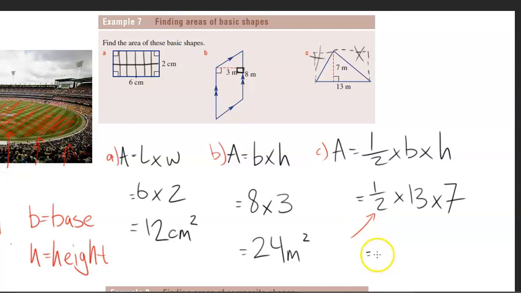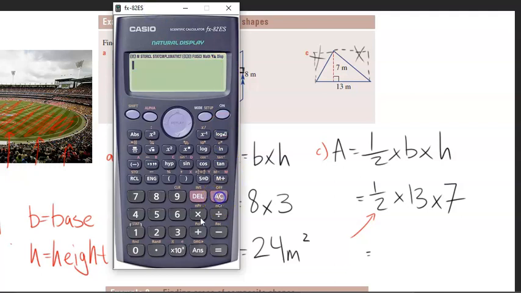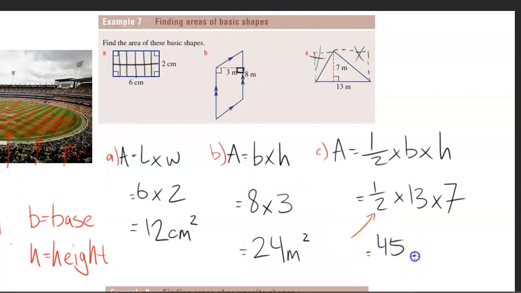So half times 13 times 7. Let's grab a trusty calculator if the calculation's a bit too tricky. Fraction 1/2, or you can put 0.5, that also works as well, times 13, multiply by 7, we get 45.5. This is in meters, and we need a little square symbol.